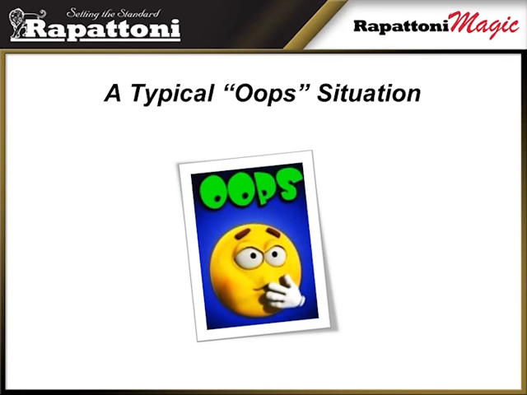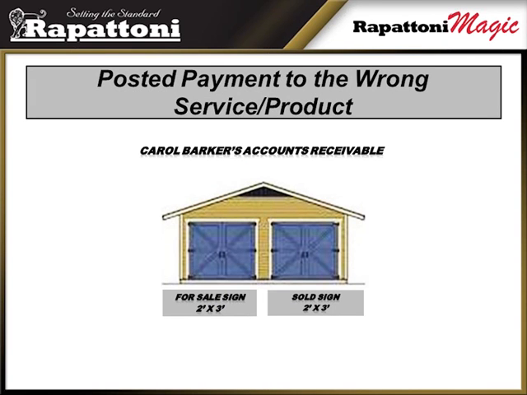Now let's talk about a typical oops situation. Now, this situation is regarding a posted payment to the wrong service or even product. Our favorite member came into our office a couple of months ago, Carol Barker, and she wanted to purchase a sold sign. I created an invoice for a for sale sign. I did not notice it for, like I said, a month later after the GL has been posted. So what I need to do now is take the dollar value and have that represent the correct item or charge code, per se, in the AR.